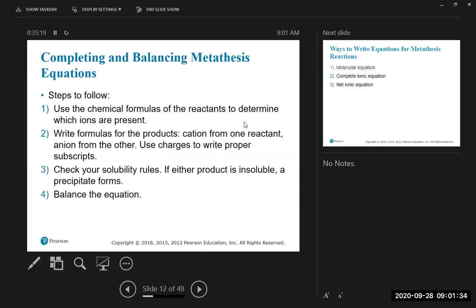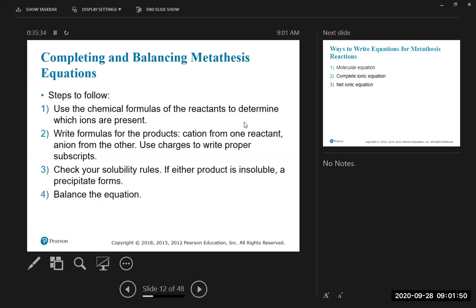So we need to know the charges of the cations and anions we're dealing with, so we know how many of those ions go together. Okay, is it 1 to 1? Is it 1 to 2? Is it 2 to 1? Whatever. That's based on charge, right?